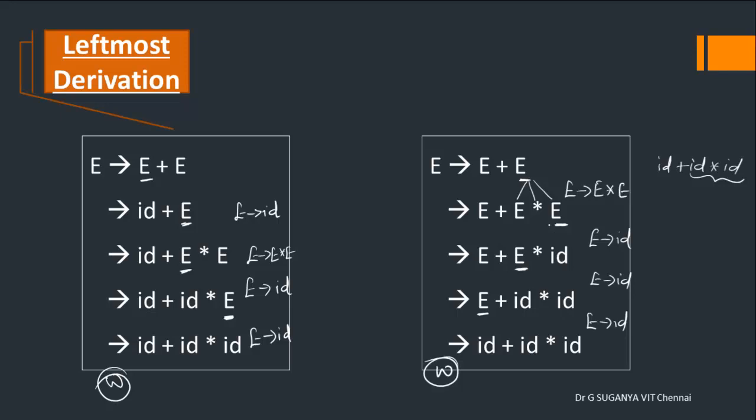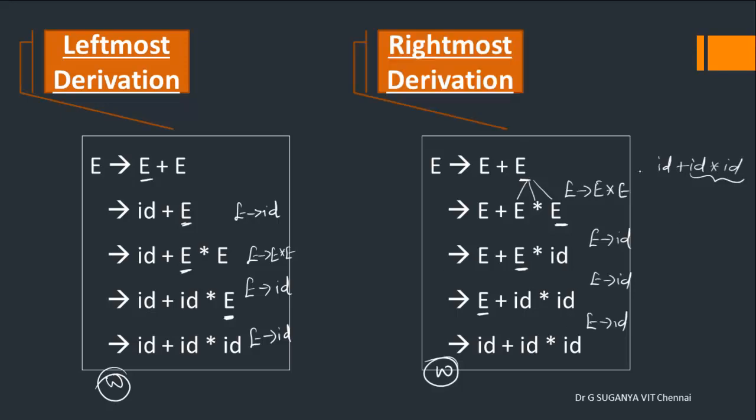What's the difference between these two? Here every time the leftmost non-terminal is being expanded. Here the rightmost non-terminal is being expanded. Fine. So this kind of derivation is what is called rightmost derivation. So while you are using the concept of derivation, either this, which is called LMD, the leftmost derivation, or rightmost derivation, which is called RMD, must be used. Combination should not be used. So one cannot be this and one cannot be this.